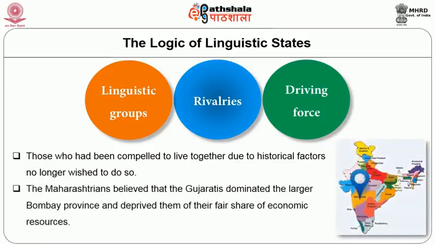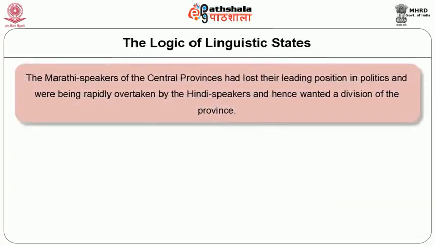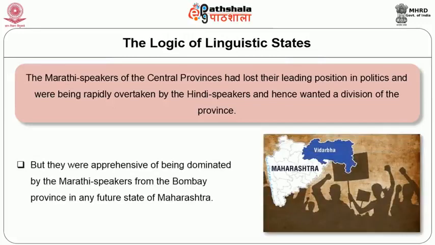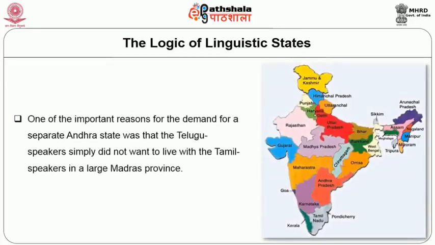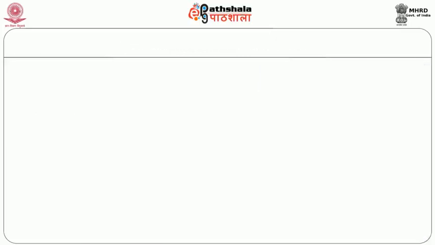The Maharashtrians believed that the Gujaratis dominated the larger Bombay province and deprived them of their fair share of economic resources, and hence wanted a separate state of Maharashtra. The Marathi speakers of the Central Provinces had lost their leading position in politics and were being rapidly overtaken by the Hindi speakers, and hence wanted a division of the province. But they were apprehensive of being dominated by the Marathi speakers from the Bombay province in any future state of Maharashtra, and hence desired a separate state of Vidarbha. One of the important reasons for the demand for a separate Andhra state was that the Telugu speakers simply did not want to live with the Tamil speakers in a large Madras province, which existed since colonial days.